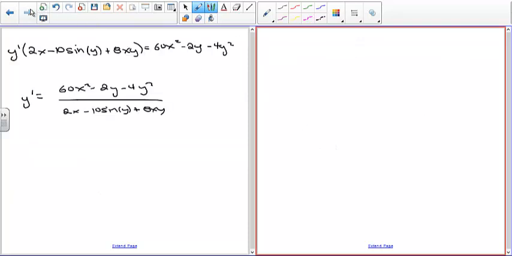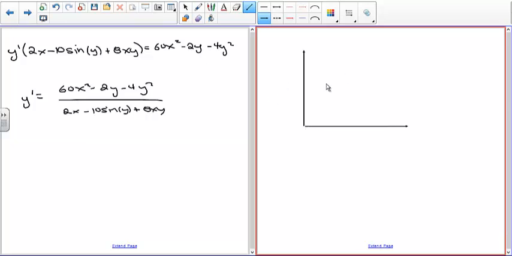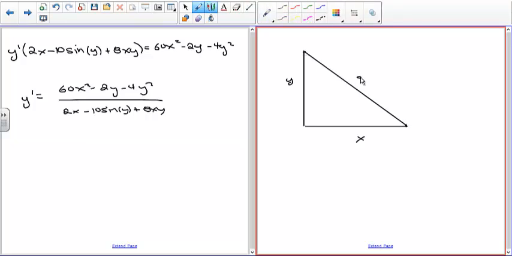Okay, the next one is this related rates problem. So we've got things flying at right angles to each other. And we've got the distance. I'm going to call this y. I'm going to call this x. The distance between the two from here to here is s, whatever you want to call it. This is a right angle. So the Pythagorean theorem says that y squared plus x squared equals s squared. So that's my geometric relationship.